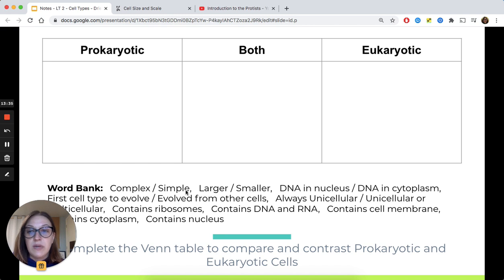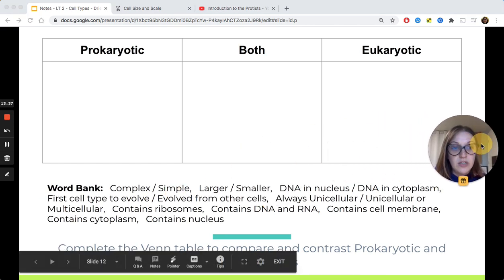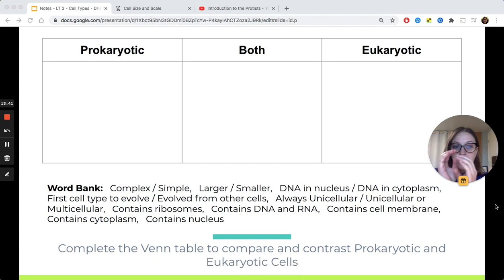All right, let's do a recap of what you've learned today. I don't like Venn diagrams because I don't like being cramped into the part in the middle. So I created a Venn table for you. So you have what is unique or special about prokaryotic cells and then eukaryotic cells. And then I want you to summarize what is in the middle, what is in both. So I want you to pause the video. Please do your best and fill this in to the best of your ability based on what you've learned. So pause the video now and fill it in.